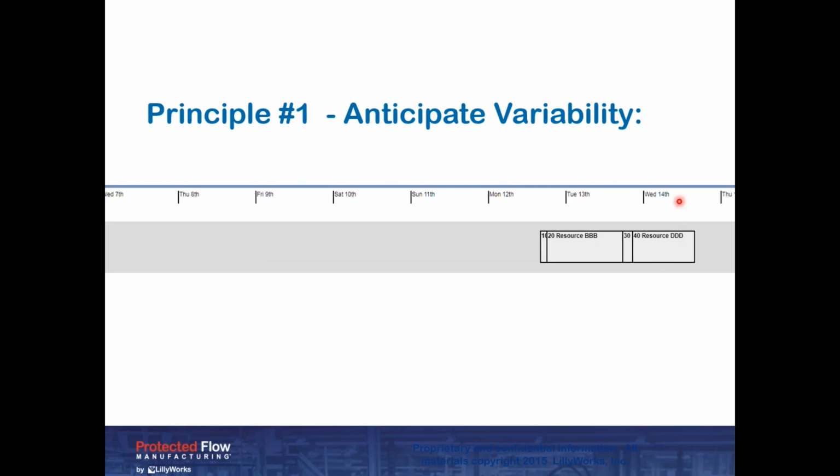So, and this is how we address the first principle of anticipating variability. So when it comes over, here's the due date, comes over from the ERP. Here's the 4 operation steps that I pulled over.